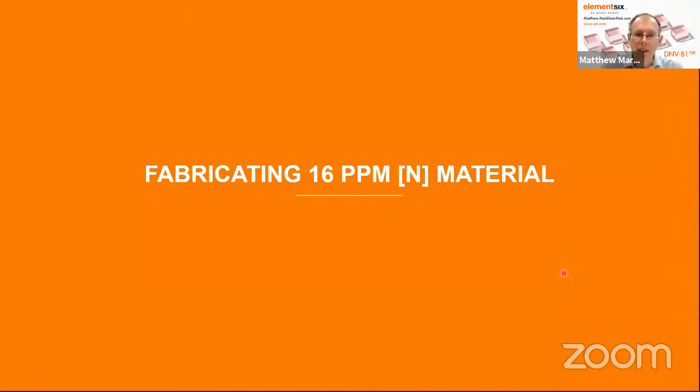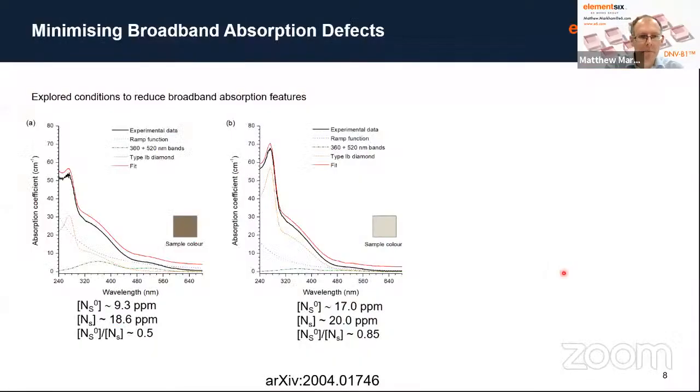I'll start with our 16 ppm material we've developed. So this is more for the single pass technique that I mentioned earlier. One of the big challenges when you're growing CVD, you're growing in this non-diamond stable regime, so you get other defects in the material which can contribute to absorption. This typically manifests itself as a brown coloration.